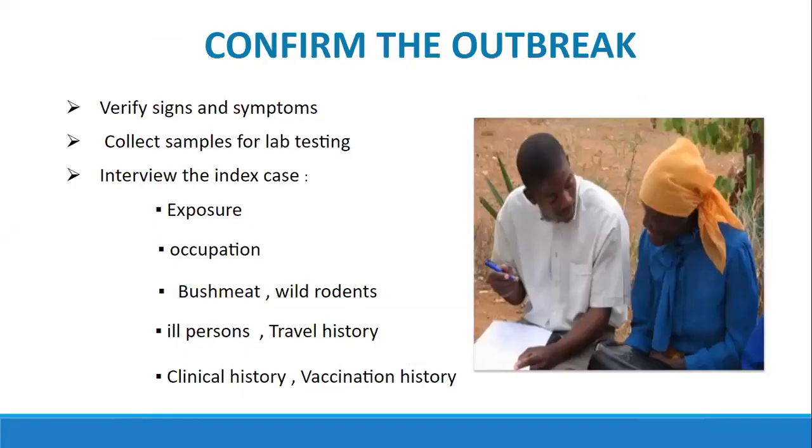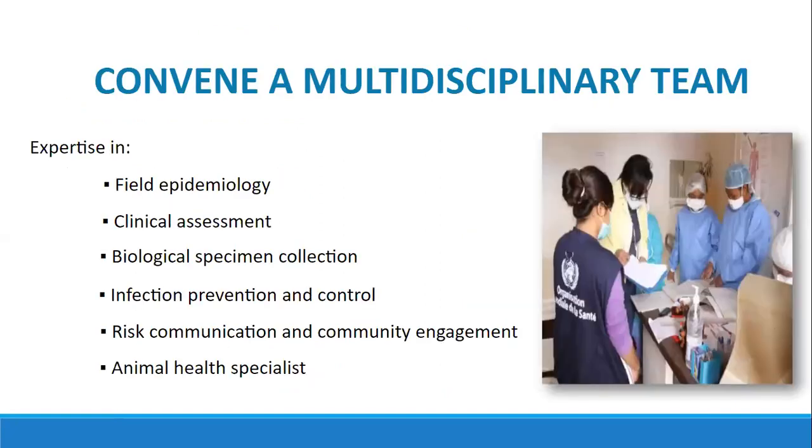So for the next step: in the first step we have to report to the authorities. In the next step we have to confirm the outbreak. How will we confirm the outbreak? First we have to verify the signs and symptoms. Then collect samples for lab testing. Then interview the index case, the first case, about exposure, occupation, any consumption of bushmeat, any contact with wild rodents, any contact with ill persons, and any travel history, clinical history, and vaccination history.